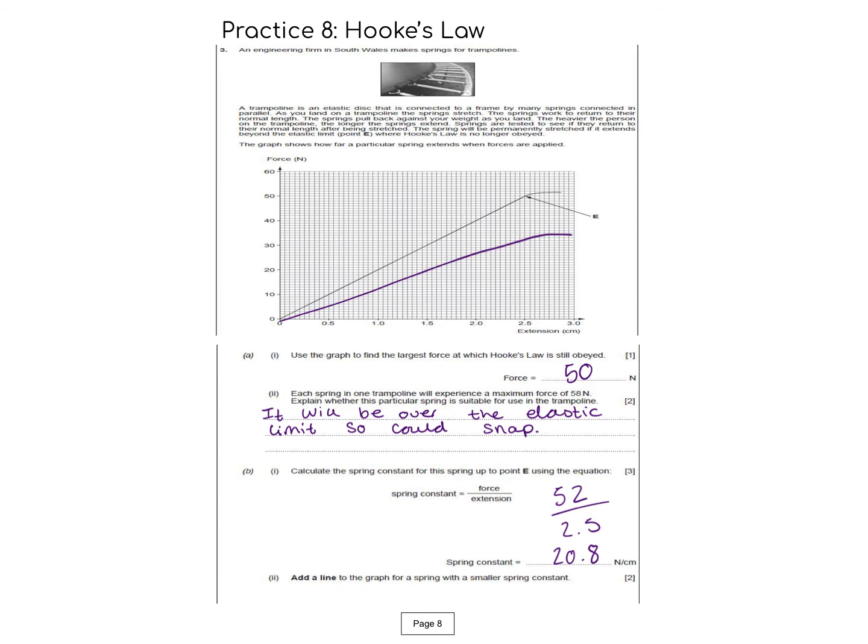Spring constant then is the force divided by extension. So point E, extension is 2.5, force is 52, so 52 divided by 2.5. Add a line for a spring with a smaller spring constant, so it's going to be one below because that number is going to work out smaller.